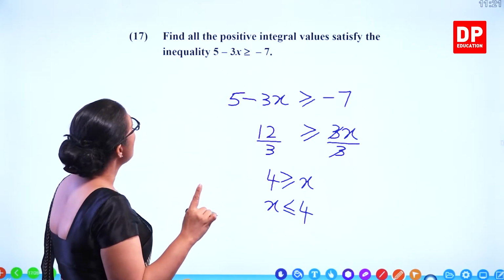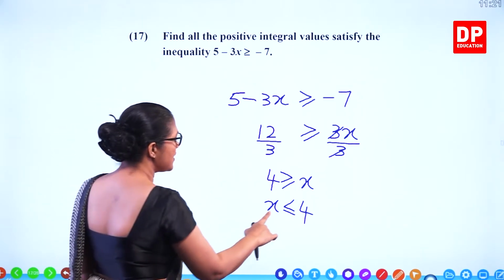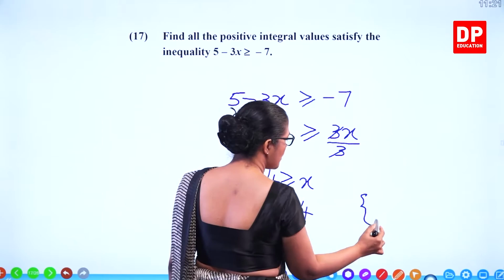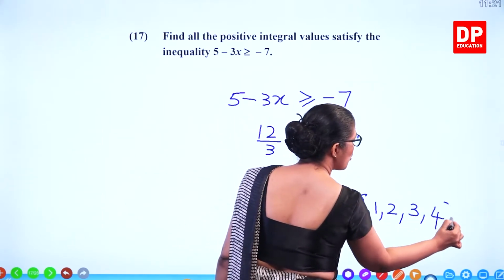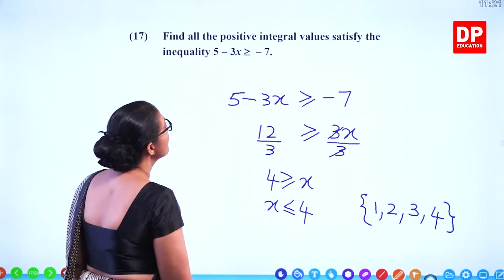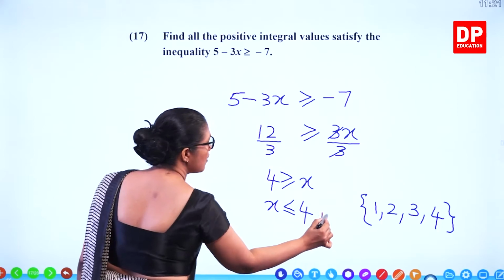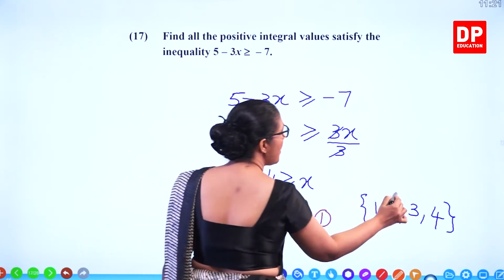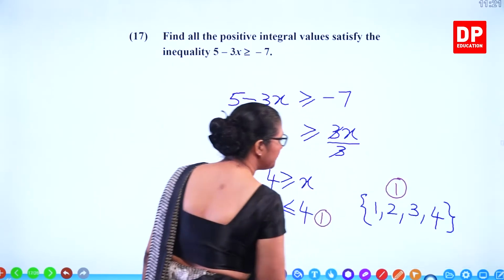So you need to find out all positive integers that satisfy this. So what are the positive integers? 1, 2, 3 and 4. 4 is also included. So you get 2 marks for that. Solving the inequality 1 mark and identifying the integral values 1 mark.